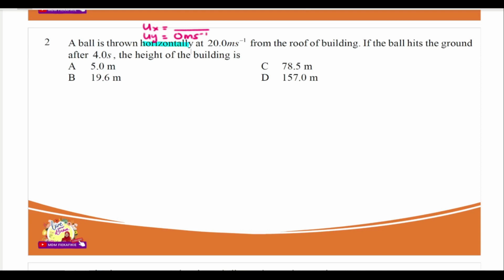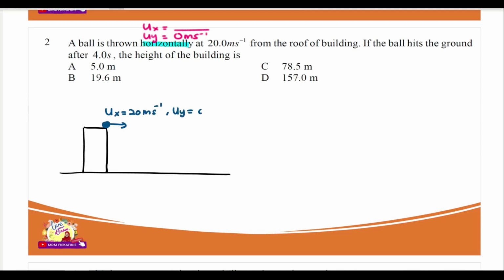And then the ball is projected from the roof of a building. So let's say this is the ground. And then we have a building. Okay, and the ball is projected horizontally in this direction. So Ux is equal to 20 meter per second and Uy is equal to 0 meter per second. Okay, and then what happened to the ball? So bila dia akan jatuh ke bawah lah macam ini.